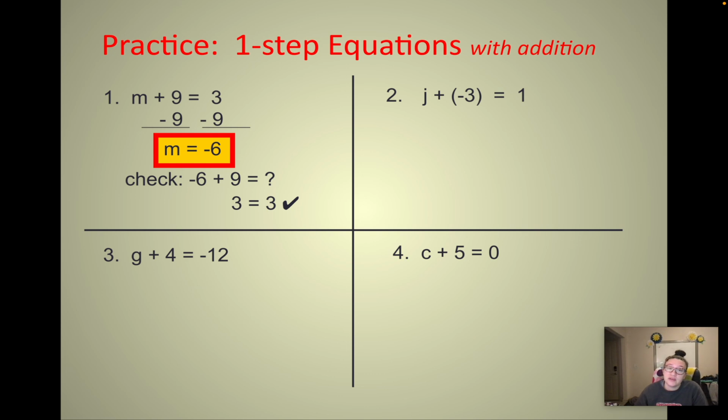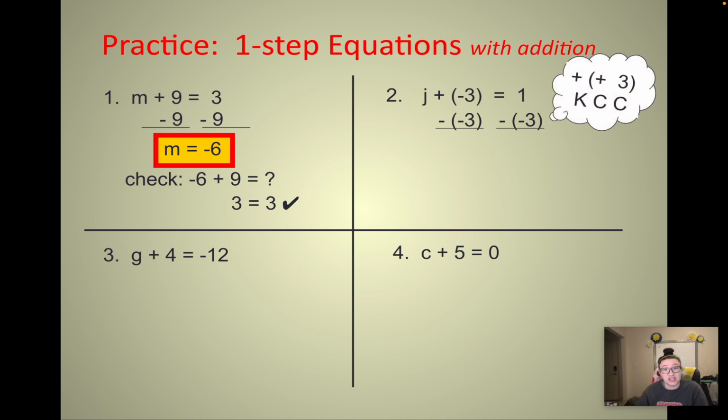Number 2, we have j plus a -3. I don't want to add a -3 then. I want to subtract a -3. What happens if we subtract a negative? Keep, change. A double negative makes a positive. So that really turns into adding 3 on both sides. So we end up with 1 plus 3, that is equal to 4. A double negative makes a positive because the opposite of a negative is a positive.